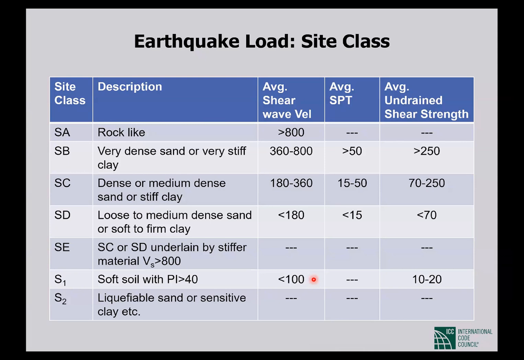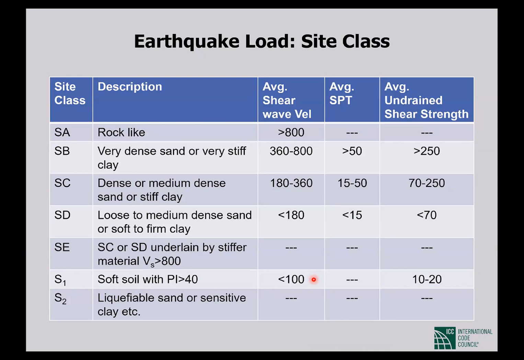Let's see. Before going to the earthquake load, there is a very important classification: the site class. This is different this time. In the previous version of the code, there were 4 site classes, S1, S2, S3, and S4. This time, it is different. This time, there are 7 classes: SA, SB, SC, SD, SE, and S1, S2.